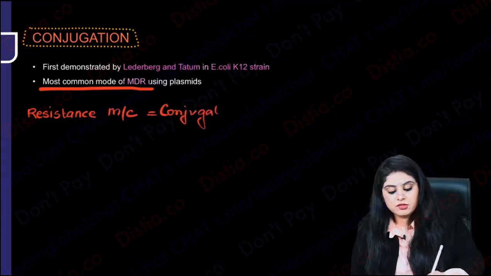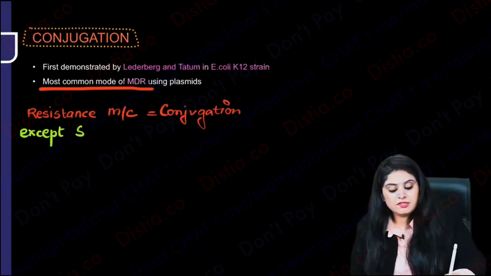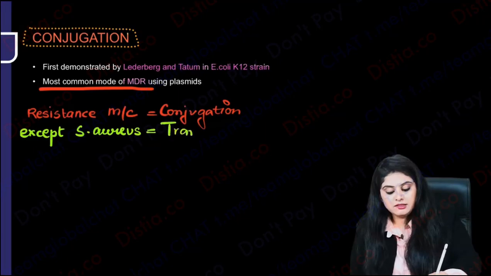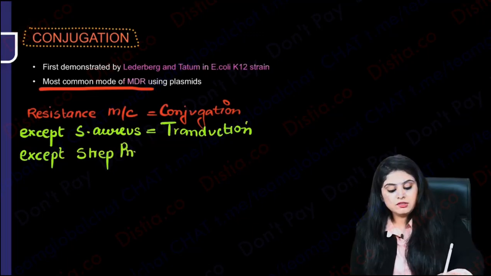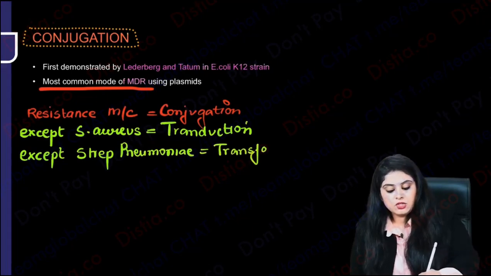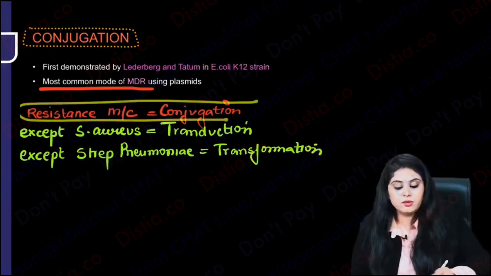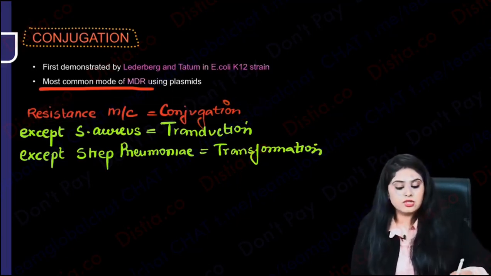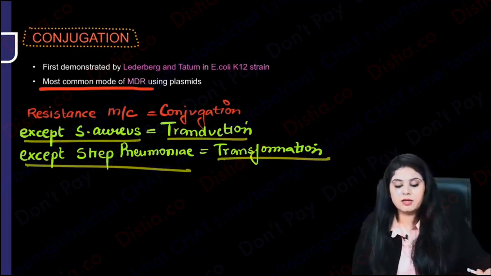However, now is the time for some examples and exceptions. So please remember, I have already told you, except Staphylococcus aureus. Staphylococcus aureus is going to be most commonly by transduction, the bacteriophage way. And also I taught you in the beginning the Griffith experiment for Streptococcus pneumoniae, because in Streptococcus pneumoniae it was transformation that was the most common. For all others it's going to be conjugation. So the most common mode of resistance spread is going to be conjugation. However, for Staph aureus the resistance is spread by transduction, and for Streptococcus pneumoniae it is by transformation.